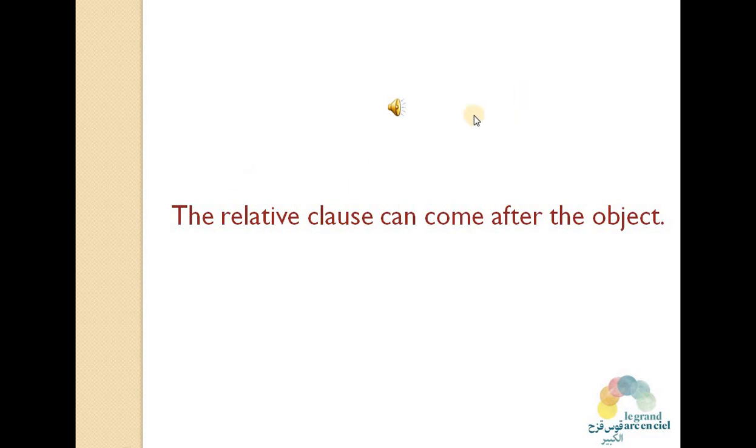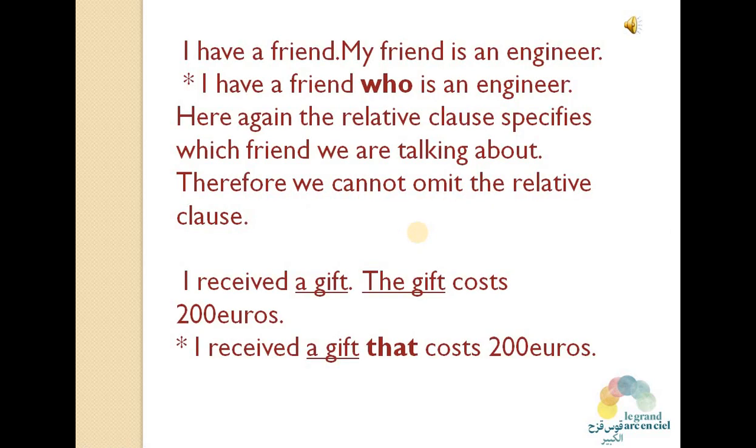When the relative pronoun is subject, the relative clause can also come after the object. I have a friend. My friend is an engineer. We can combine the two sentences by replacing my friend with the relative pronoun who and say, I have a friend who is an engineer. But let's have a deeper look.